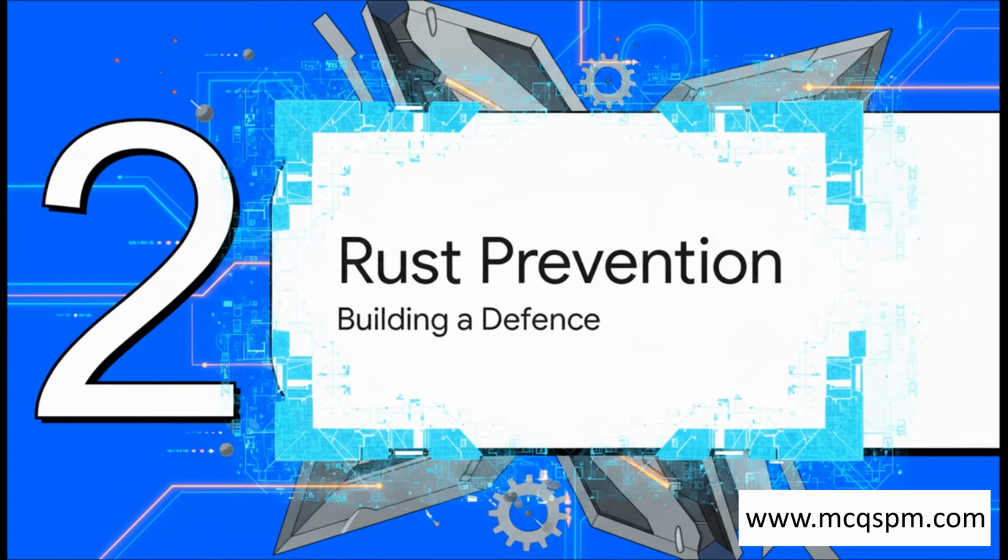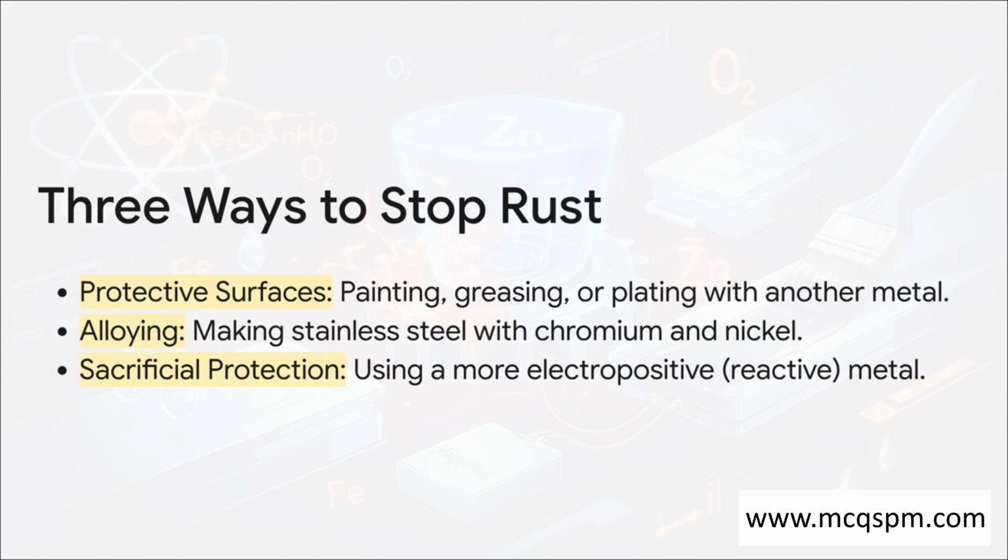Don't forget it. So, now that we know exactly how rust forms, the next logical question is, how do we stop it? Let's take a look at the methods you'll need to know to build a solid defense against this corrosion. You can think of these as the 3 main tools in your rust prevention toolkit. The simplest one is just putting up a physical barrier, like paint or grease. A more advanced method is to actually change the iron's nature by alloying it to create something like stainless steel. And then there's the really clever one, my personal favorite, sacrificial protection. Let's zoom in on that one.